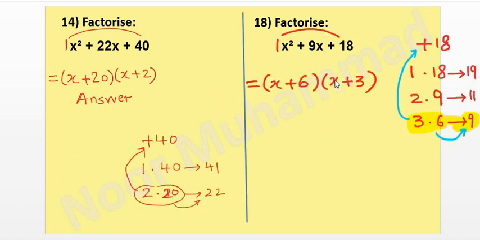So here is the answer for this question number 18. It will be x plus 3 and x plus 6. These are the two factors, right? And clearly you can see here from the explanation, 3 times 6, its product was 18 and its sum was 9. So that's why this is the pair that we need.